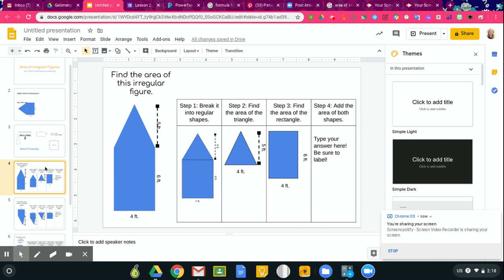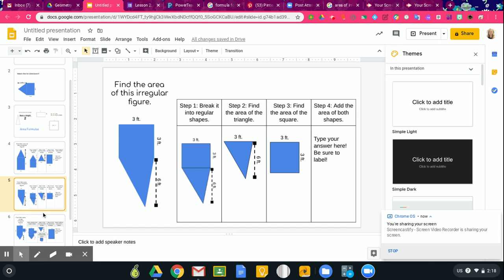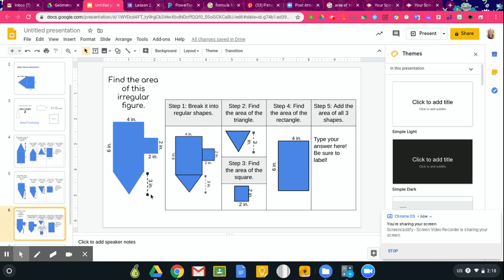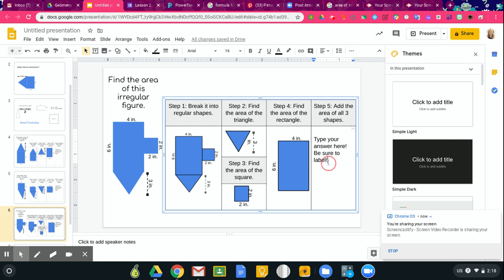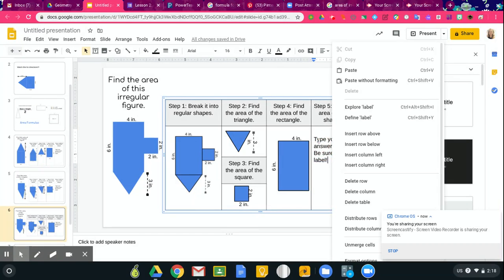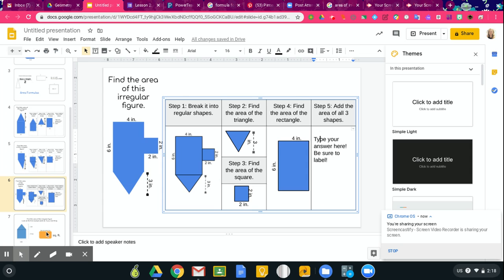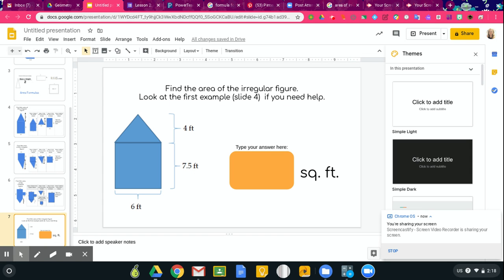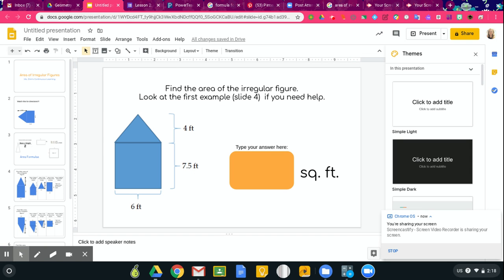On all of these, I break it apart into a lot of steps for you to try to make it easier, but all you ultimately need to do is type your answers into the last box and be sure to label them. On the very last one, I don't do as much work for you, but remember, if you need help, you can always Zoom me or email me.